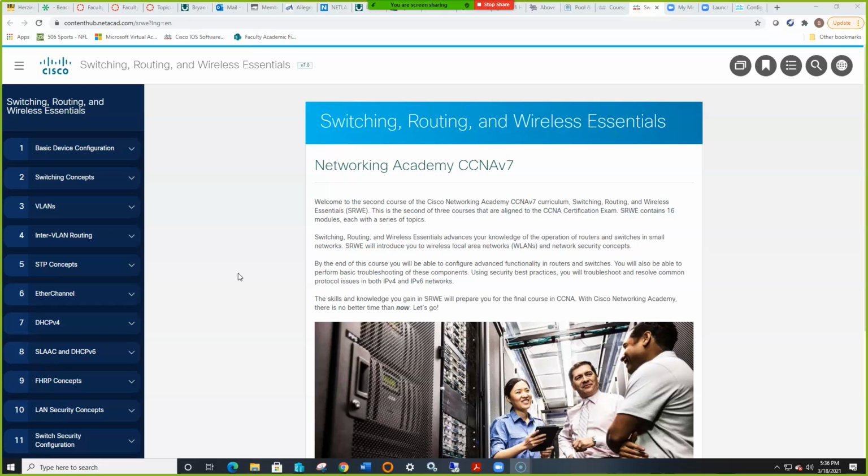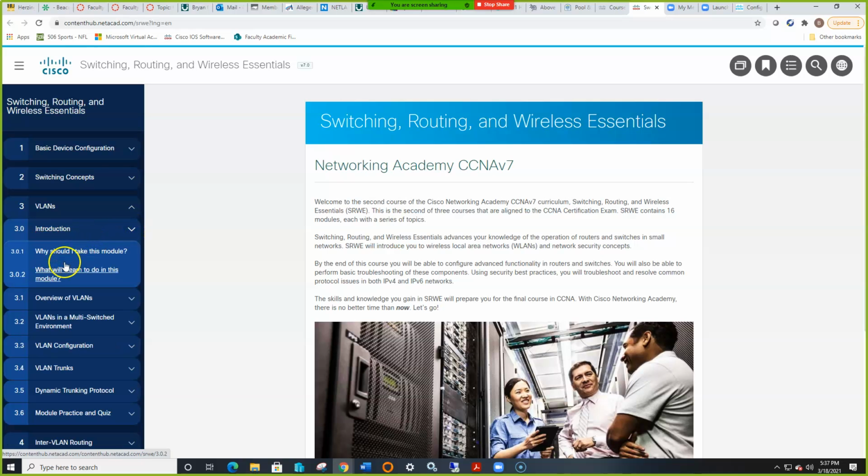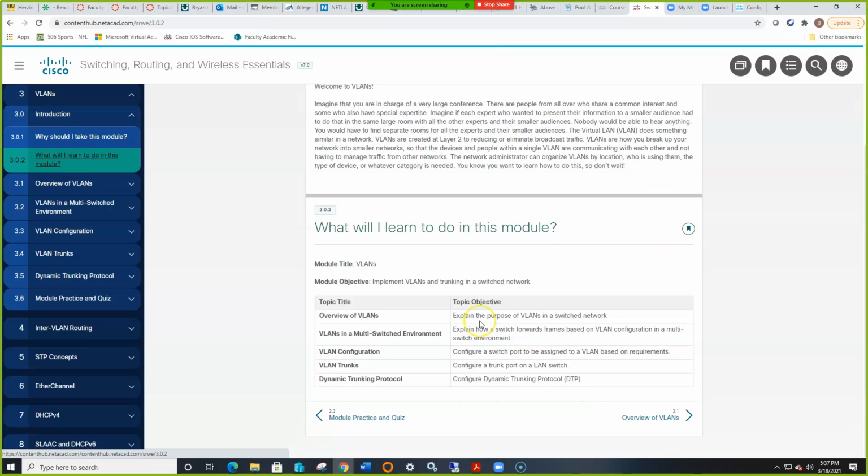But this week in week 2, we're covering modules 3 and 4, which have to do with VLANs. The first module, module 3, is specifically on VLANs. And the other module we're covering this week, module 4, is on inter-VLAN routing, which of course is extremely important. So first off, these will be the two modules that you want to go through this week, and let's just take a quick look here.